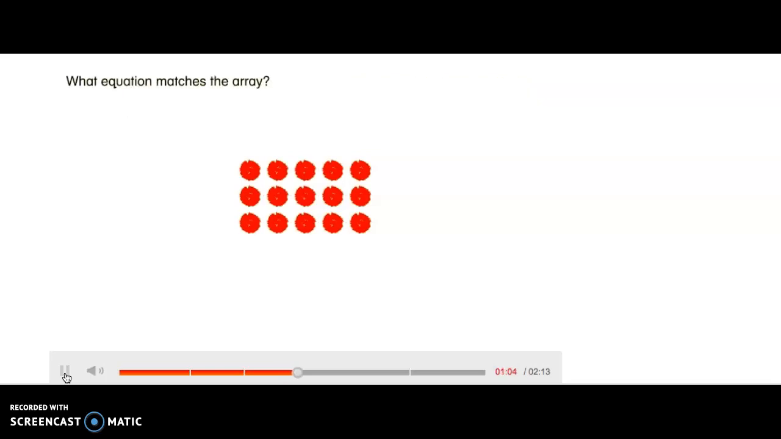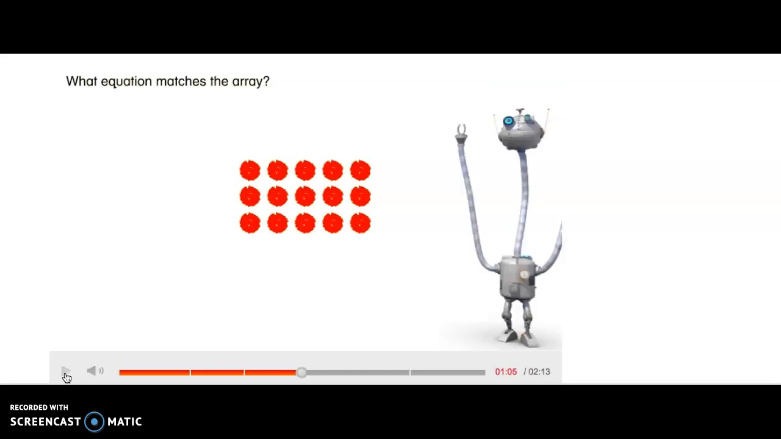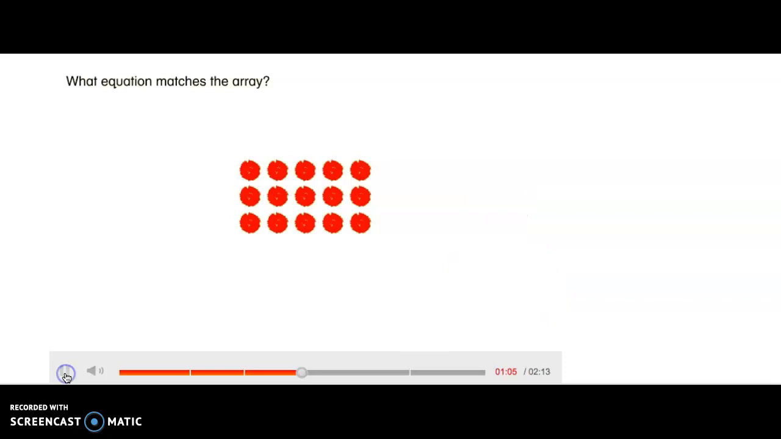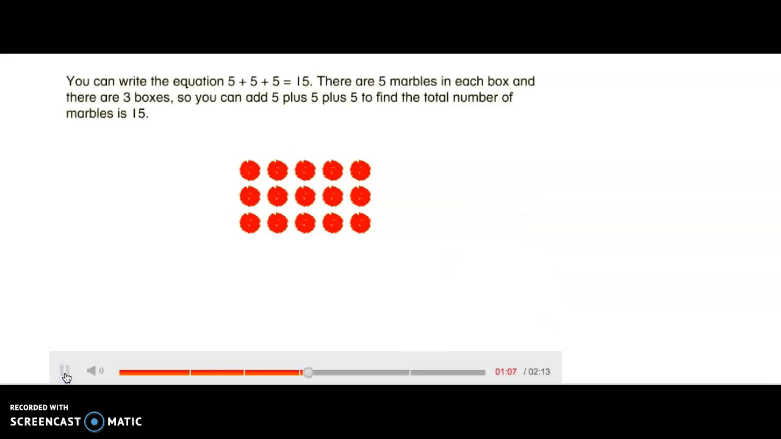What equation matches the array? You can write the equation 5 plus 5 plus 5 equals 15. There are 5 marbles in each box, and there are 3 boxes. So you can add 5 plus 5 plus 5 to find the total number of marbles is 15.